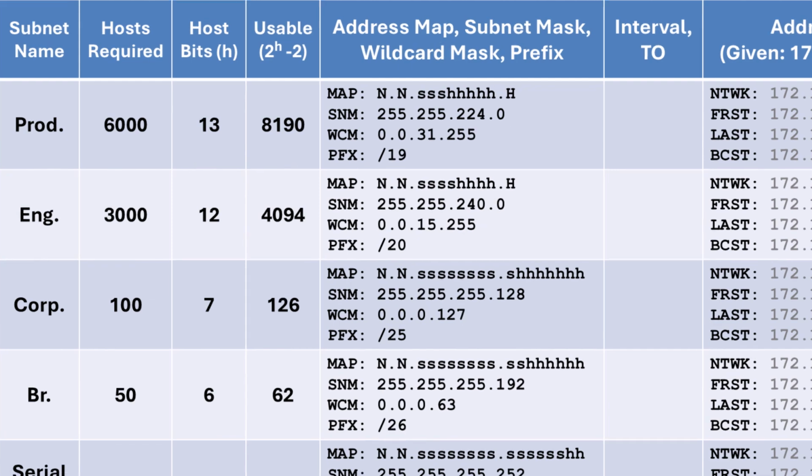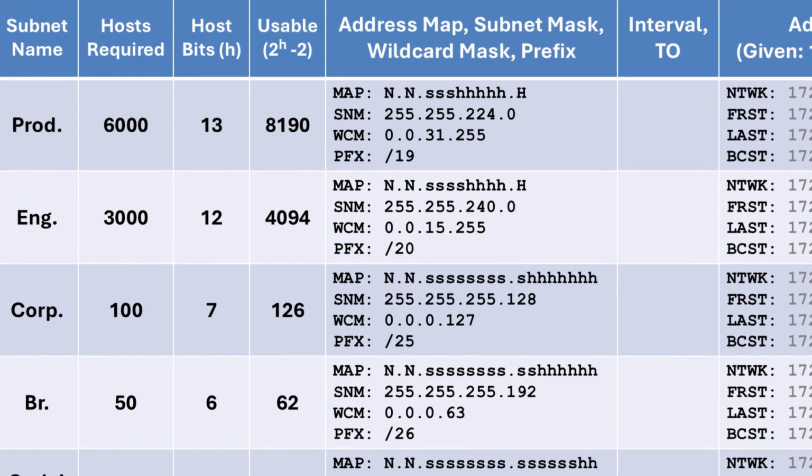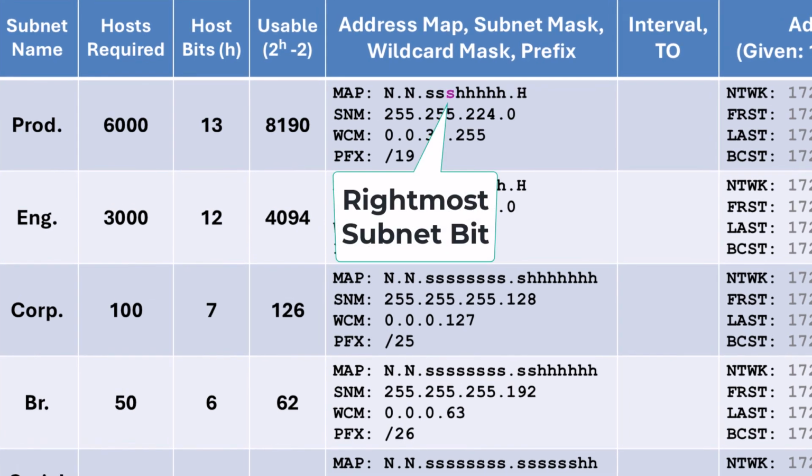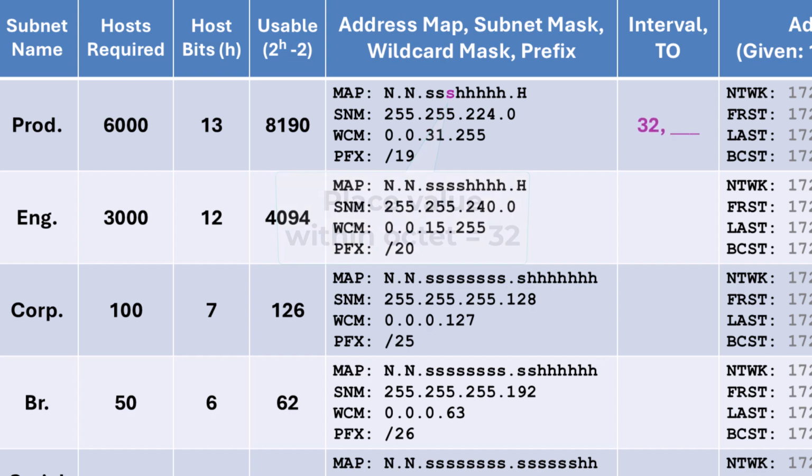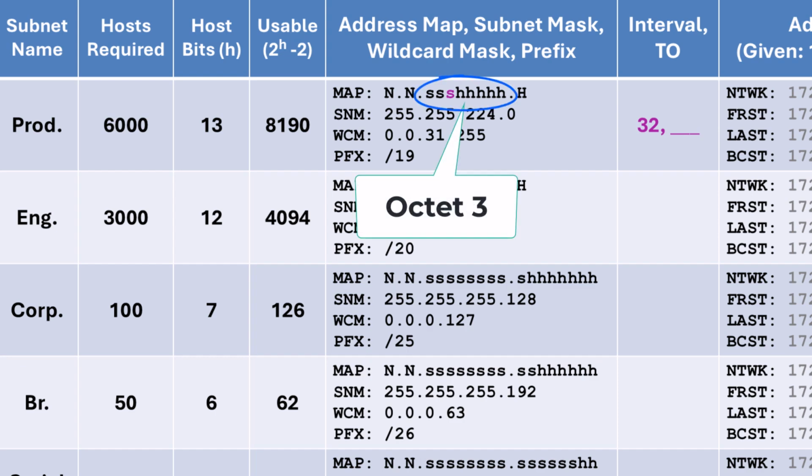Using the address map, identify the place value of the rightmost subnet bit within the octet. The place value of the rightmost subnet bit is 32. This is the interval, 32. Since it resides in the third octet, this is the transition octet, octet 3.